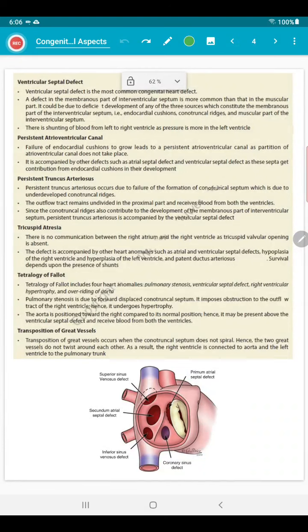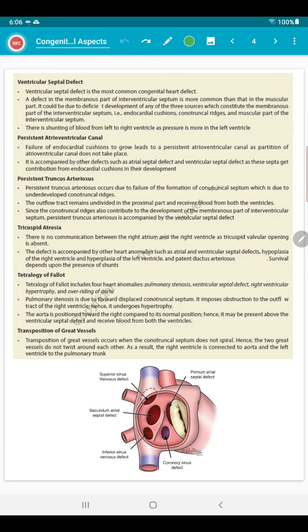Now what is VSD? Ventricular septal defect is the most common congenital defect, I told you. A defect in the membranous part of the interventricular septum is more common than that of the muscular part. So which part is more common? Membranous part is most common. It could be due to a deficit of development of any of the three sources which constitute the membranous part of the IV septum, that is endocardial cushion, conotruncal ridge, and muscular part of the IV septum. There is shunting of blood from left to right ventricle as usual, as pressure is more in which ventricle? In the left ventricle.